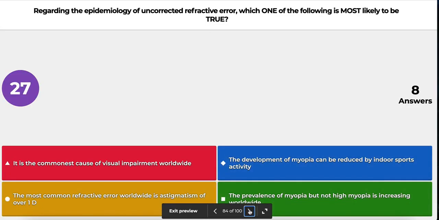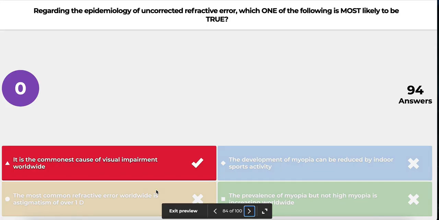Okay, let's move now to the next question, asking about the epidemiology of uncorrected refractive error, which is most likely to be true. It will be the commonest cause of visual impairment worldwide, or the development of myopia can be reduced by indoor sports, or the most common refractive error is astigmatism over one diopter, or the prevalence of myopia but not high myopia is increasing worldwide. So the correct answer is that it is the commonest cause of visual impairment worldwide.